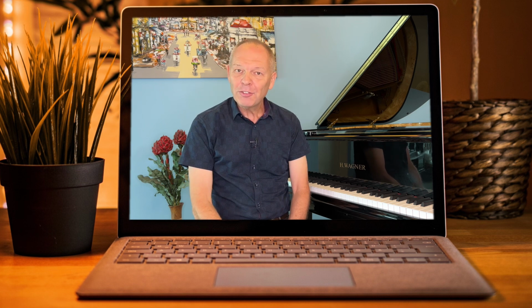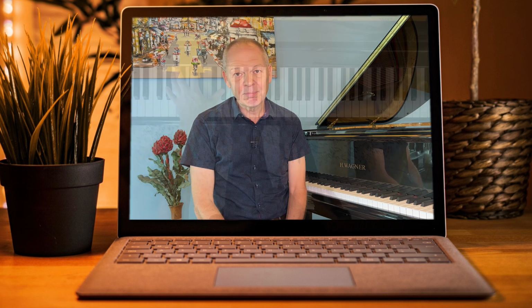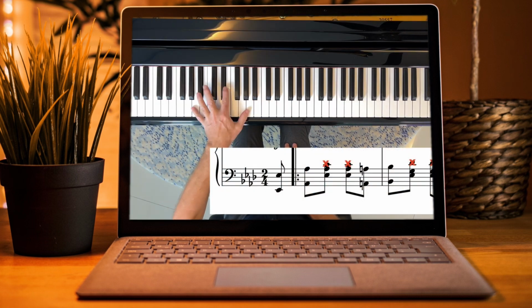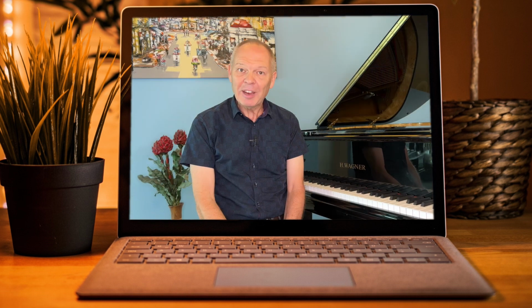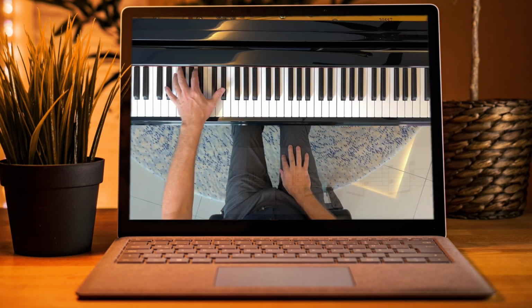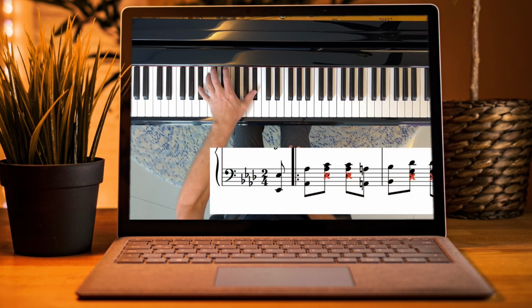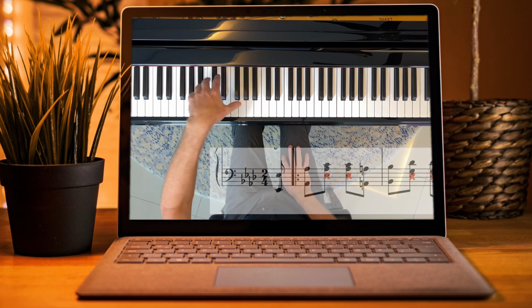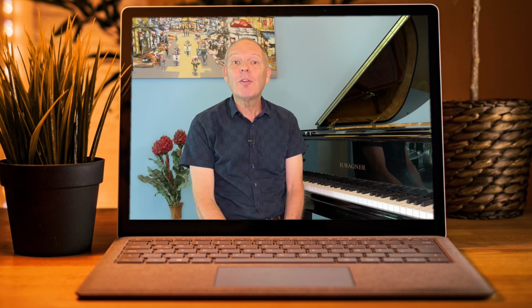This means that first we can omit the top note, then we can omit the bottom note, and then finally we can omit the middle note.